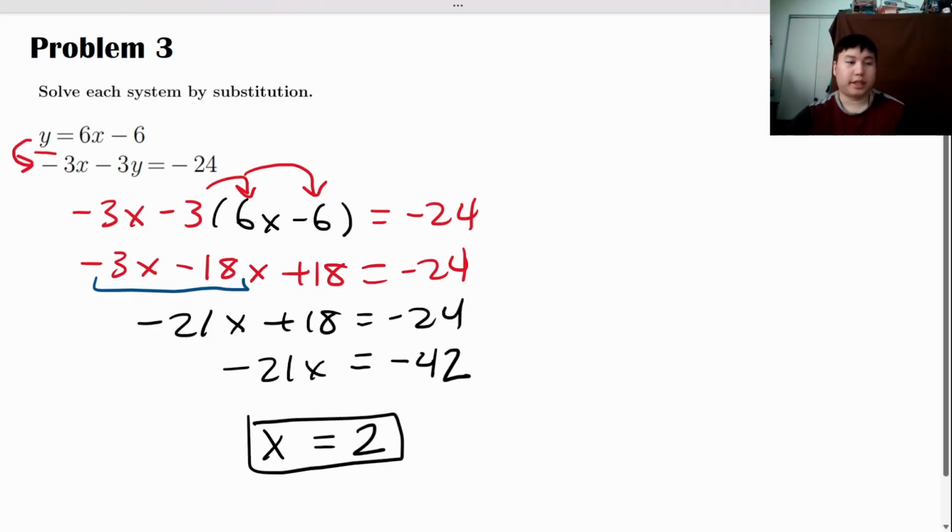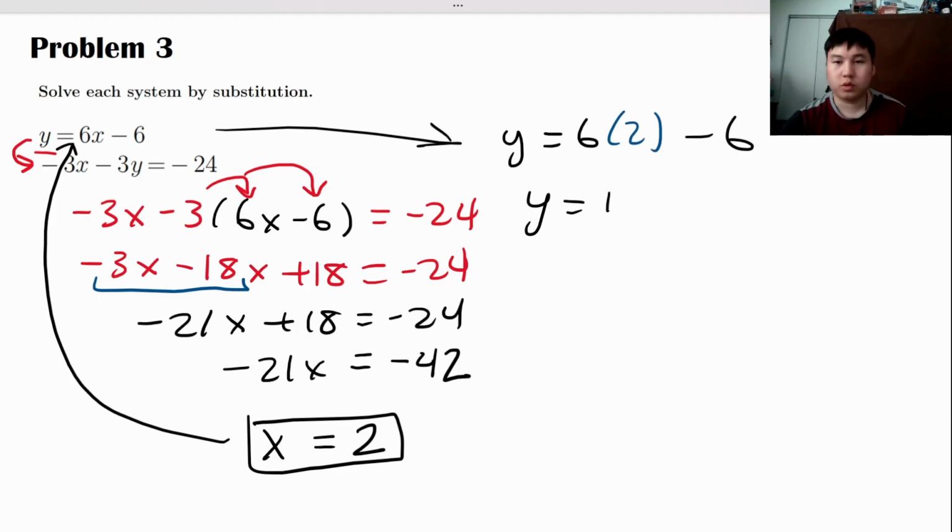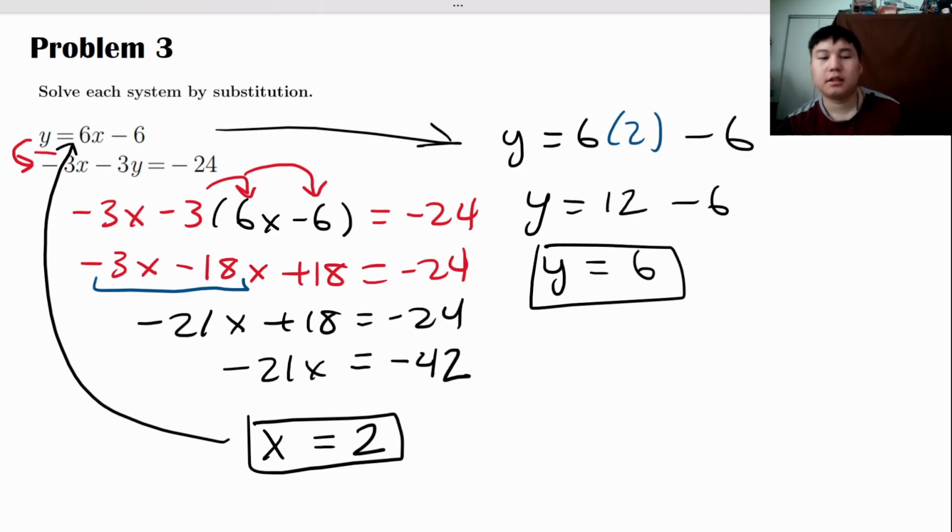And now I can plug this into the first equation right here. This gives me y equals 6 times 2 minus 6. y equals 12 minus 6. Therefore, y equals 6 in this case.